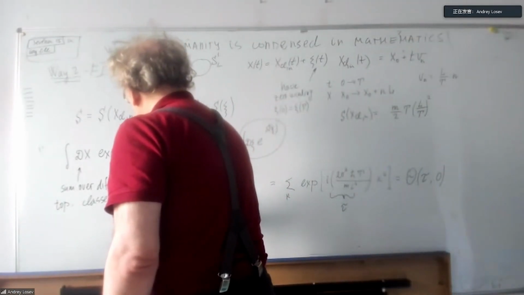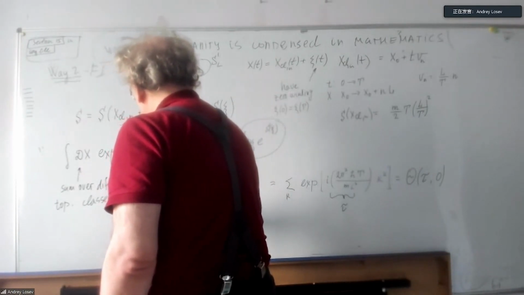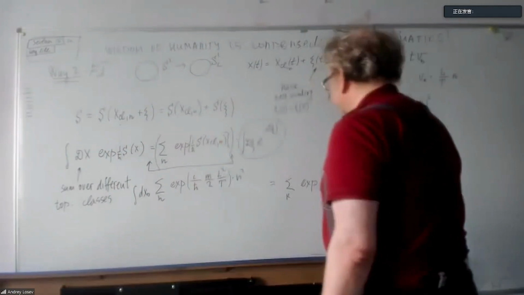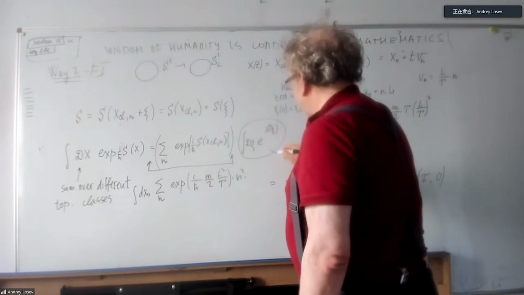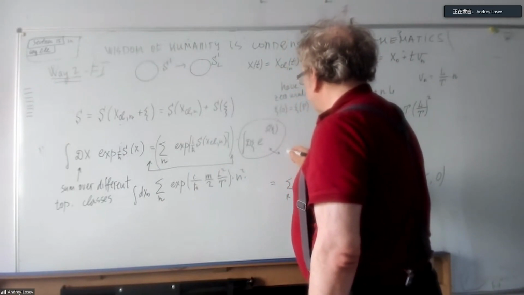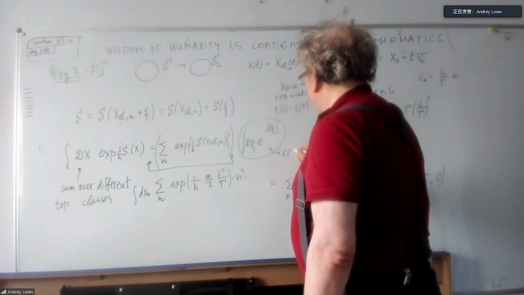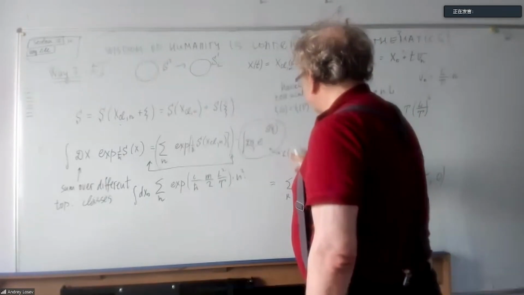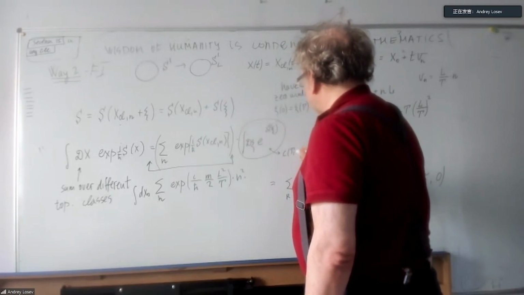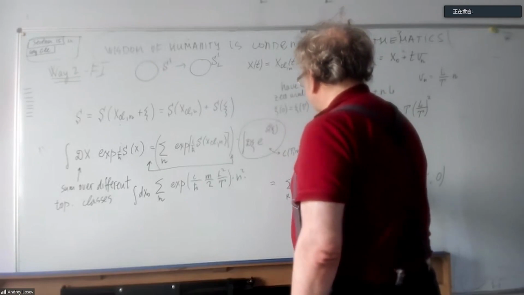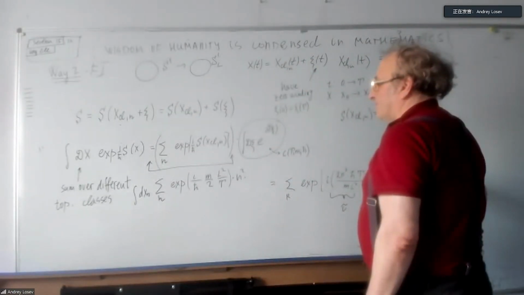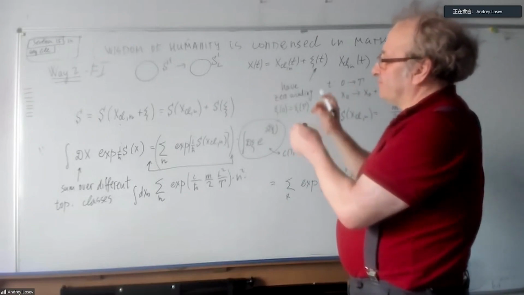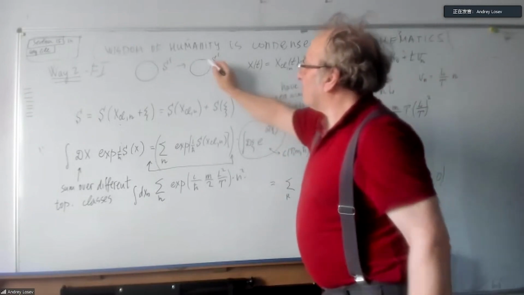By the way, we also have an integral over x naught. And this is our famous C of T, M, h. You see, this thing has nothing to do with the length. It doesn't know anything about the length of the target circle.